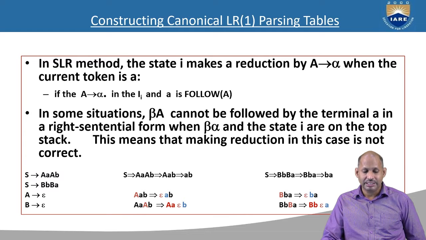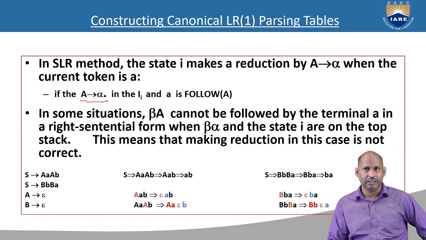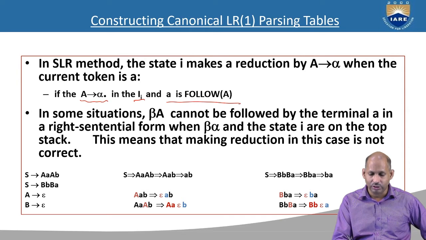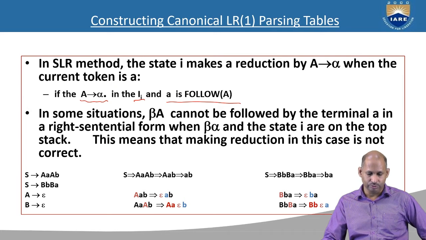So in the SLR method, state I makes a reduction by A gives alpha when the current token is a. Here, A gives alpha dot is in I and a is in follow of A. In that particular a column, we write the reduction of this production A gives alpha in state I.